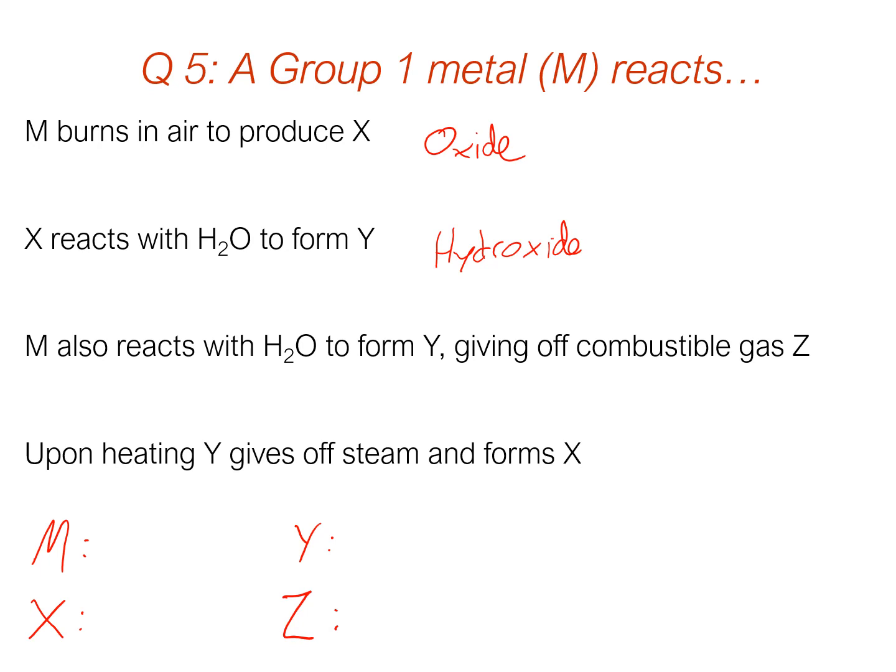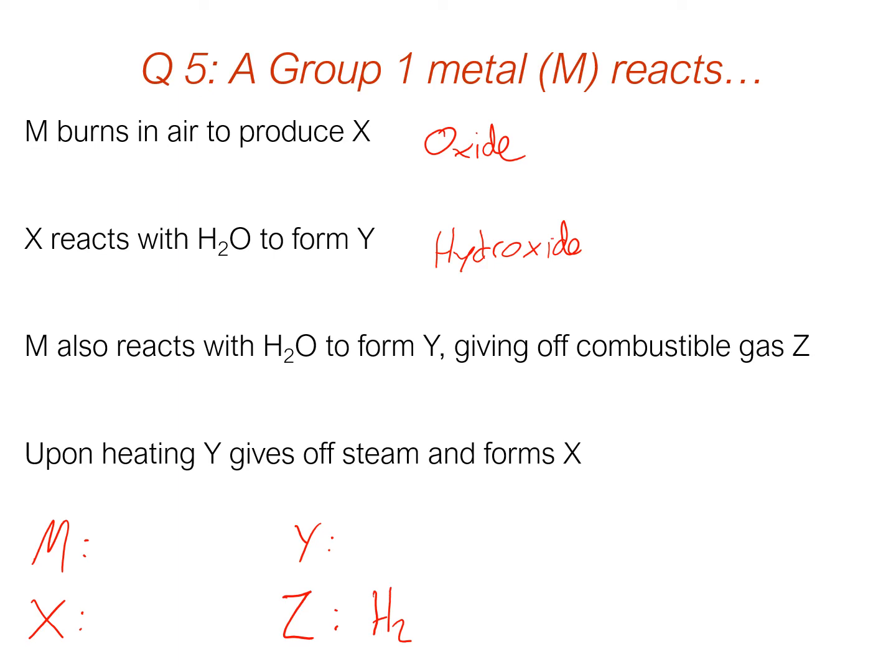Now this we looked at in the last slide actually, question 2b, when it was asking about rubidium, cesium reacting with water. We said about the combustible gas Z and how the reactions of metal with water are always of the same equation, and the combustible gas Z was hydrogen. Finally, upon heating the hydroxide, this gives off steam and forms X.